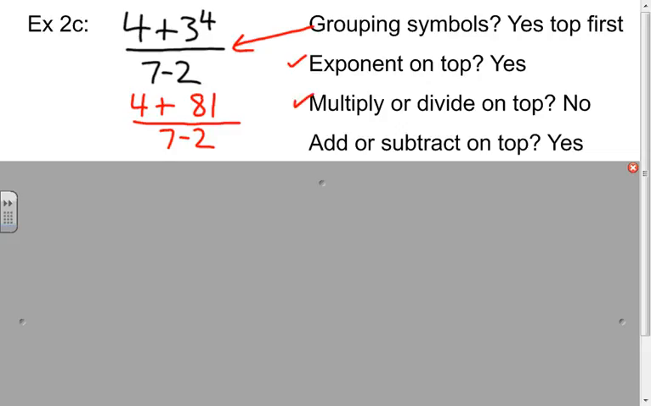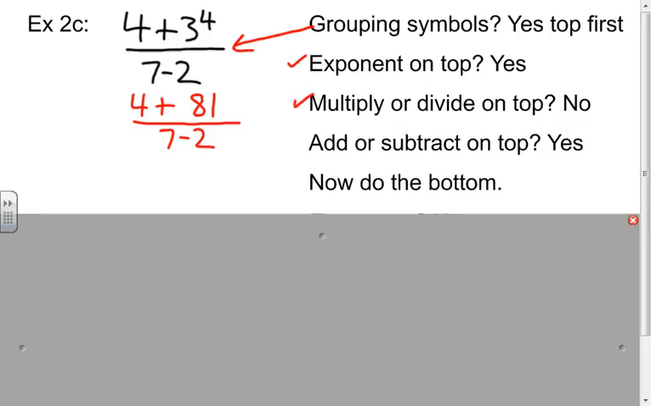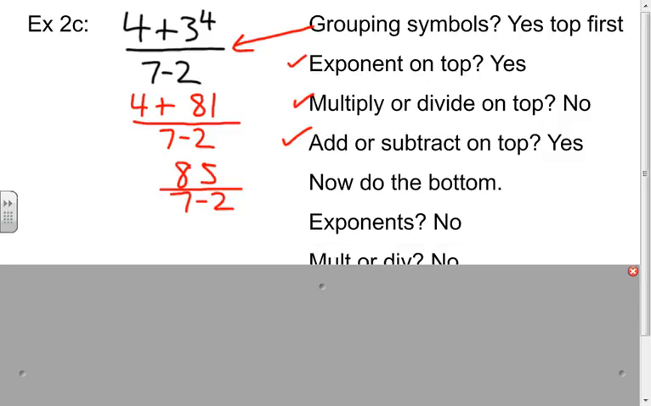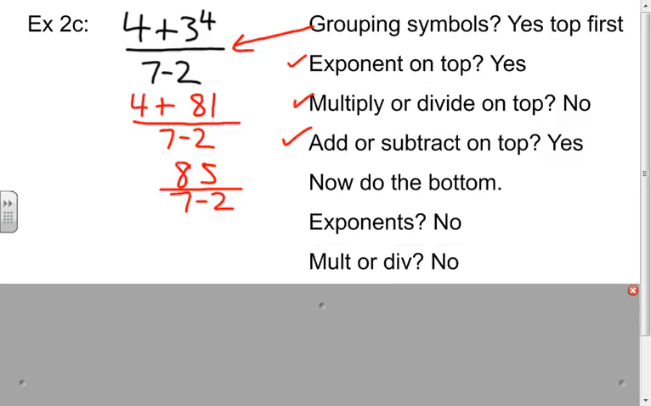Do I have any add or subtract on top? Sure I do. I've got 4 plus 81. Make myself a little more room here. And I've got 85. Bottom stays the same. So we did that one. Now we move on to the stuff that's on the bottom because we've done everything that's on the top. Do I have any exponents on the bottom? No, I don't. Do I multiply or divide on the bottom?